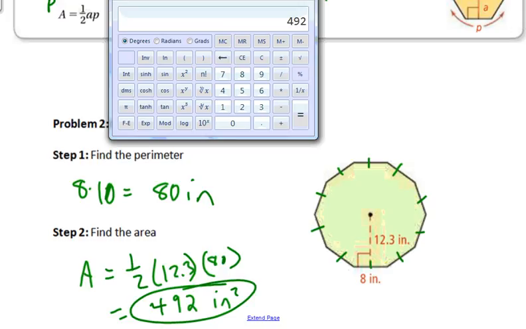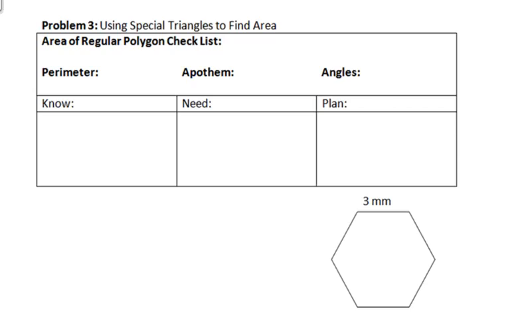All right, using special triangles to find area. So all we're given here is one side length. We're not given the apothem, which stinks because we need to find that in order to find the area. So we can figure out the perimeter real quick. The perimeter would be 3 times 1, 2, 3, 4, 5, 6. Should be 18. So we have the perimeter is 18 millimeters.